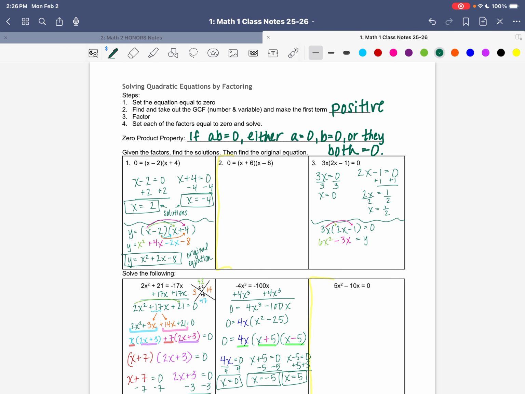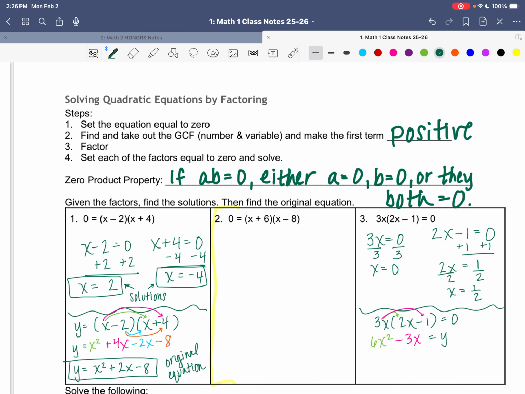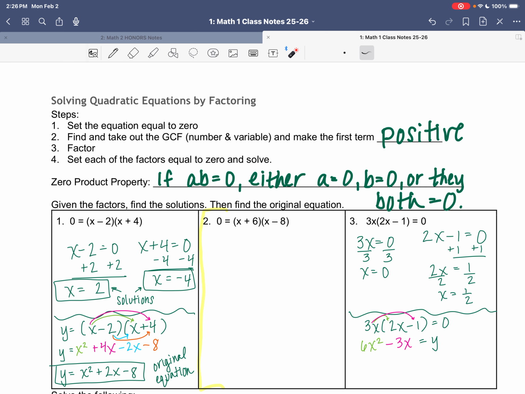And then now we're going to go through and we're going to actually solve the equations. So when we're solving, you want to set it equal to 0. That's always going to be your first step. Then find the GCF and make sure the first term is positive, very important. We're going to factor and then set each of the factors equal to 0 and solve. So the zero product property says if A times B equals 0, either A is 0, B is 0, or they're both 0.